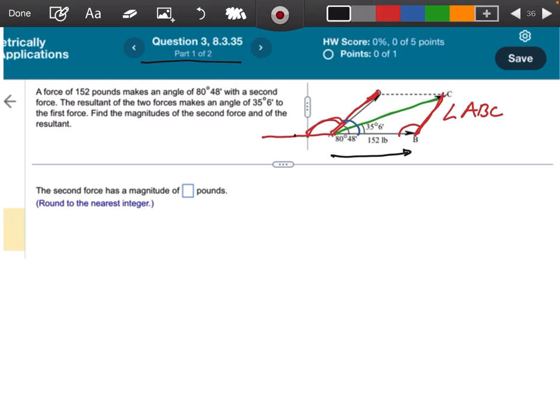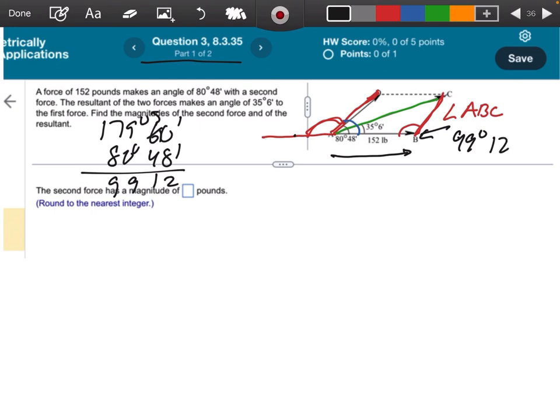So we know that the whole thing is 180. I'm going to write that as 179 degrees 60 minutes, and we're going to subtract that 80 degrees 48 minutes from it. And that's going to be a 2, and that's a 1, and that's a 9, and that's a 9. So this angle right here is 99 degrees and 12 minutes, okay?